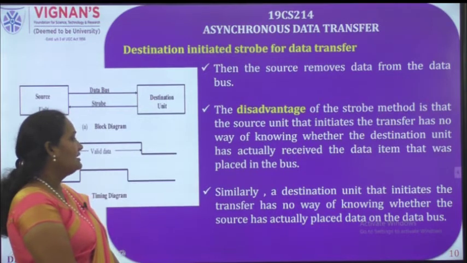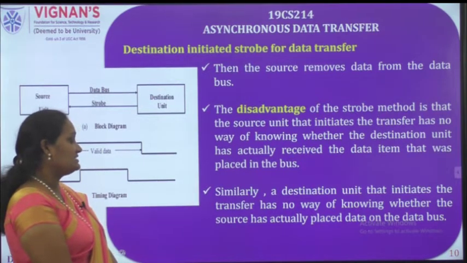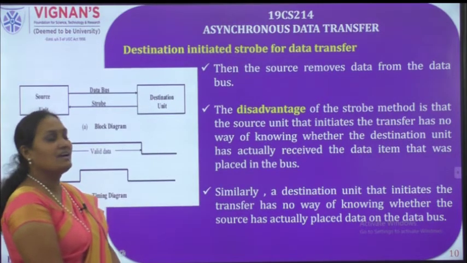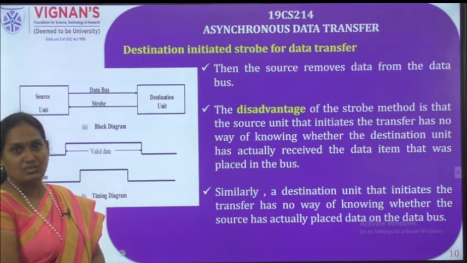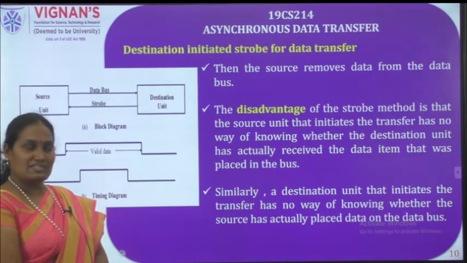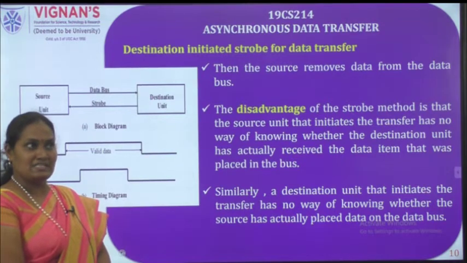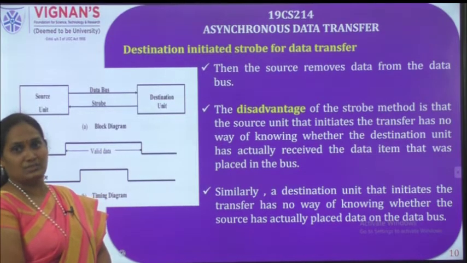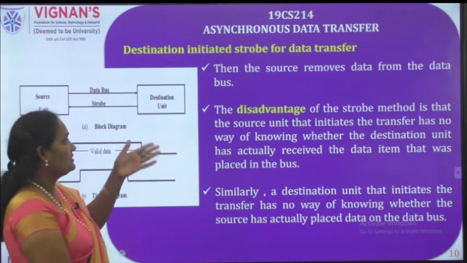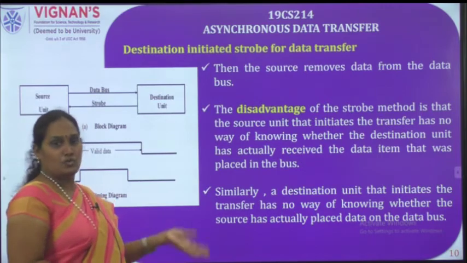That is one drawback. And a destination unit that initiates the transfer has no way of knowing whether the source has actually placed the data or not. It is also not known. The destination unit, if it has initiated the strobe pulse, after some time, takes whatever data is present on the bus. Whether it is the updated data or not, it is not known to the destination unit. So those two are the drawbacks that are present in the strobe control method.